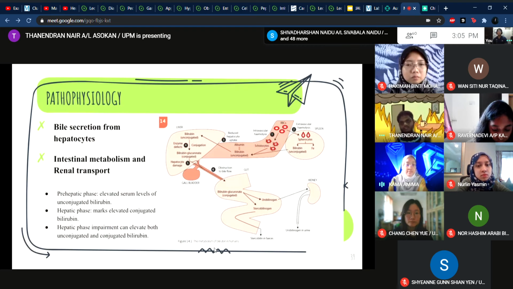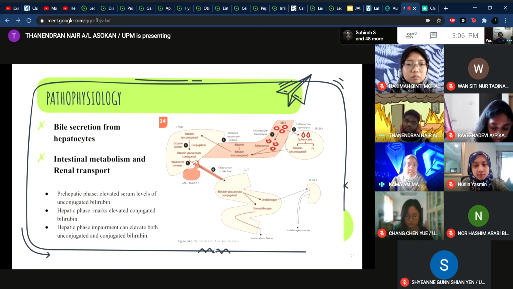I believe Haziq already explained the metabolism of bilirubin, but I want to emphasize more on the events that happen in the post-hepatic stage. For the post-hepatic, there are two major events. The first one is bile secretion from the hepatocyte. Conjugated bilirubin is now released into the bile canaliculi, into the bile ducts, stored in the gallbladder, reaching the small bowel through the ampulla of Vater, and finally enters the colon.